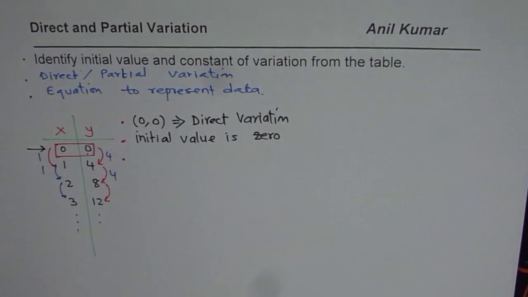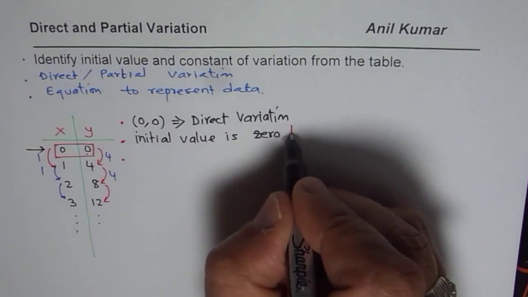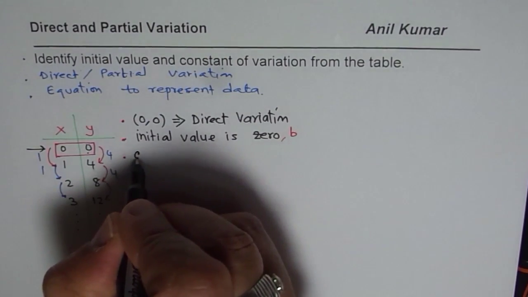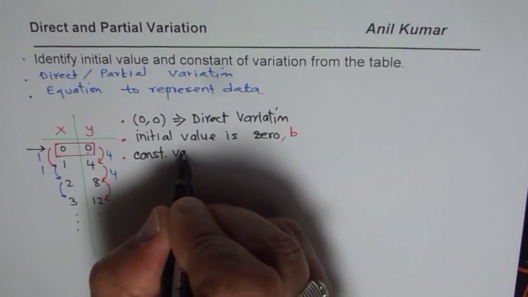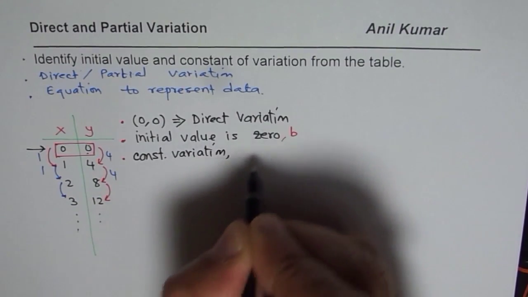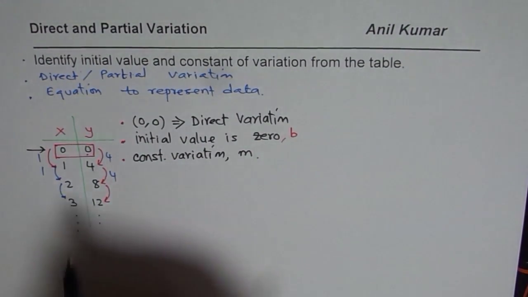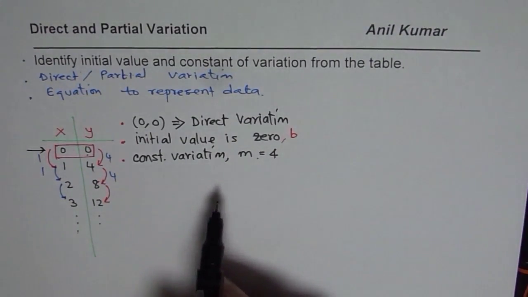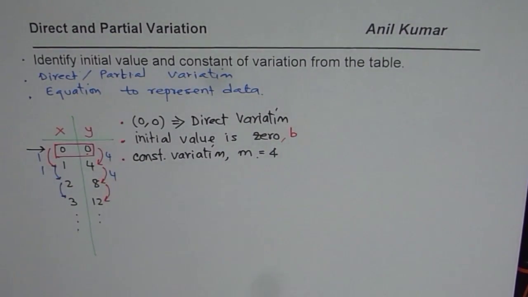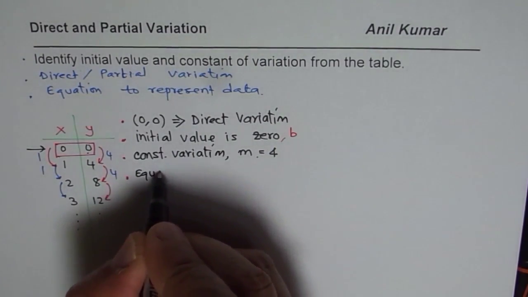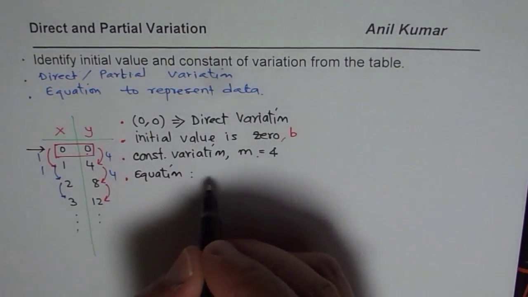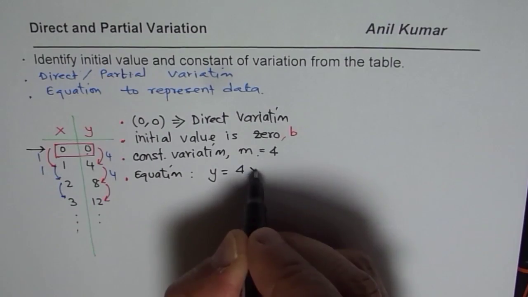So we normally represent initial value with the letter b, and we represent constant of variation by the letter m. So let me write constant of variation. In the equation we'll write it as the letter m. In this particular case it is 4, right? So m equals 4. Once we know all this, we can write down the equation also. So the fourth thing which we can get from this data is the equation itself. Now equation really means how y is related to x. So here the equation is y equals 4 times x, correct?